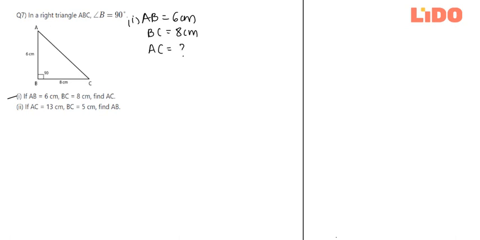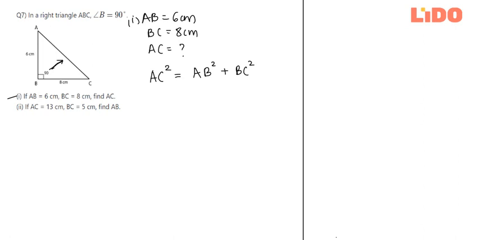Now it's a right angle triangle, and the longest side in the right angle triangle is called the hypotenuse. How will you identify it? The side that's opposite to the 90 degree angle. So here AC is the hypotenuse. Now this is the Pythagoras theorem, which states that the hypotenuse square in a right angle triangle is equal to the sum of the squares of the other two sides. So the other two sides are AB and BC.